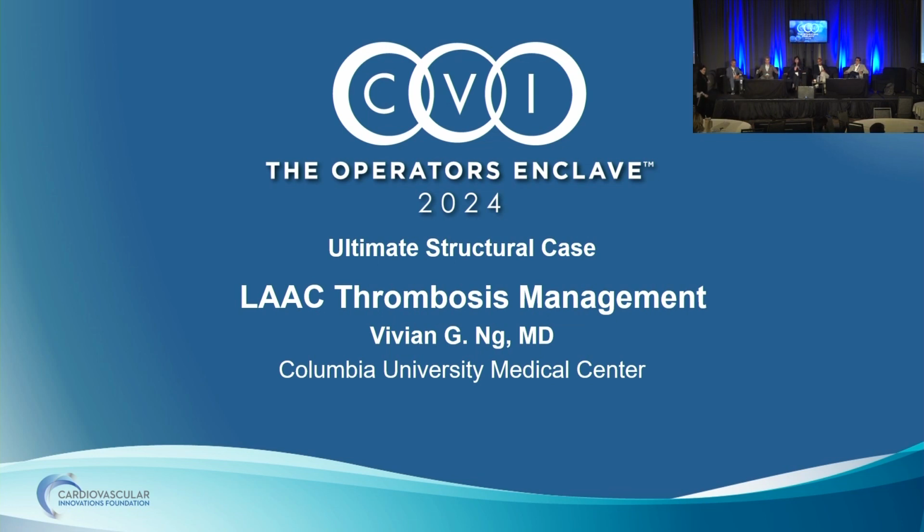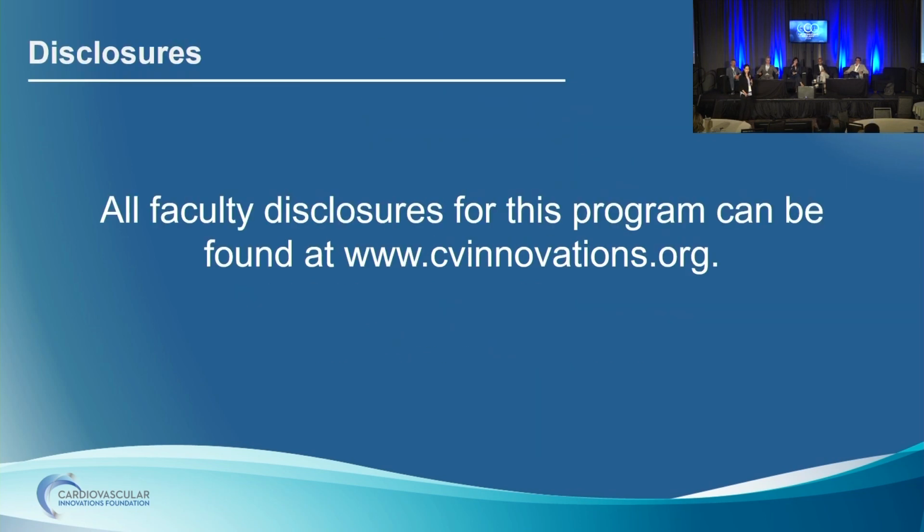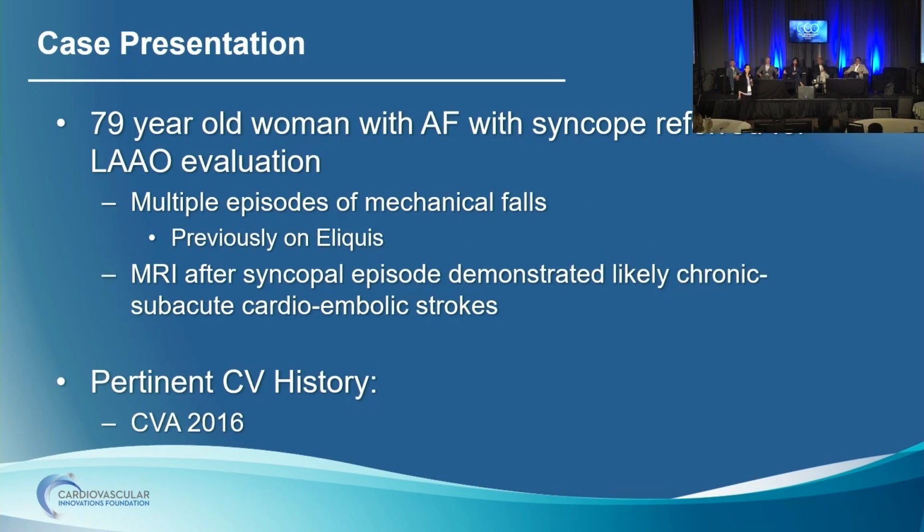Okay, so this talk is going to be a little bit interactive with both the audience as well as our panel here. So our patient was 79 years old. She has a history of atrial fibrillation, and she came in with syncope. As part of her syncope evaluation, she had an MRI, which demonstrated that she likely had chronic subacute cardioembolic strokes, but probably not the cause of her mechanical falls and syncopal episodes.